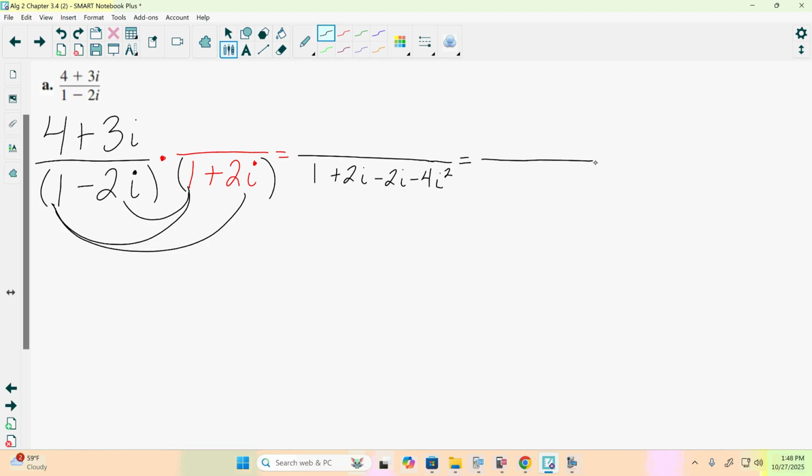Now at this point, we're going to do some simplifying because our 1 does not have like terms, but our positive 2i minus 2i is 0. Those are gone. And we can't leave i squared, but we do know that i squared is negative 1. Now, negative 1 times negative 4 is just positive 4. 1 plus 4 gives us 5.